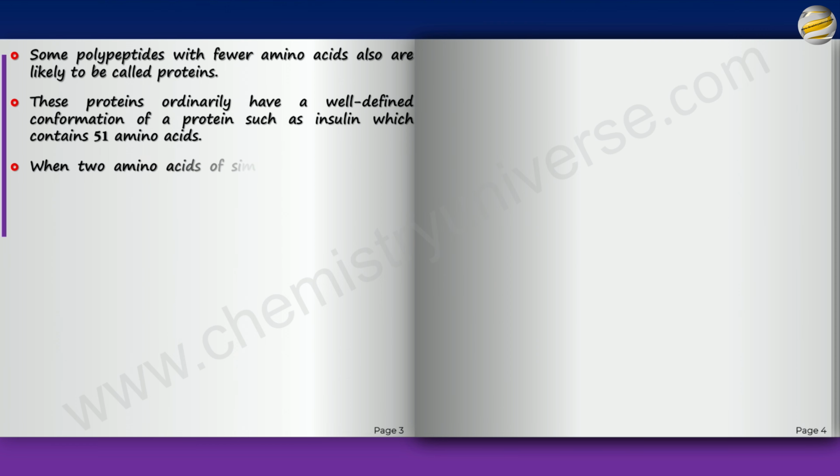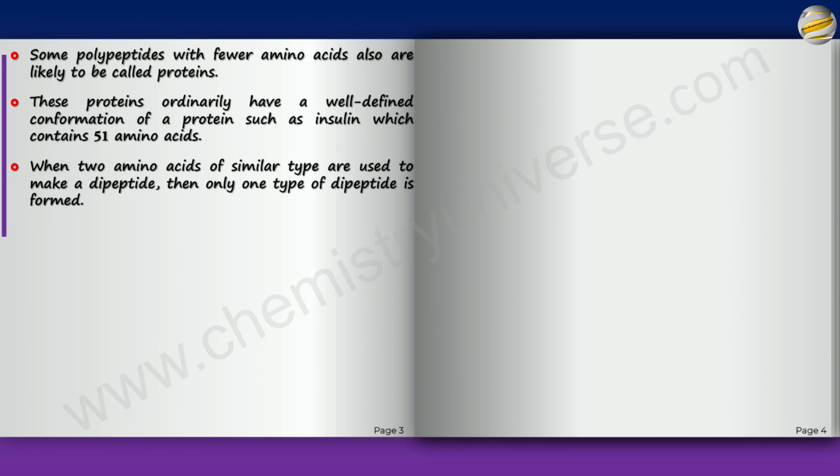Now, when two amino acids of similar type are used to make a dipeptide, then only one type of dipeptide is formed. That means glycine, glycine. There are only two possibilities here.